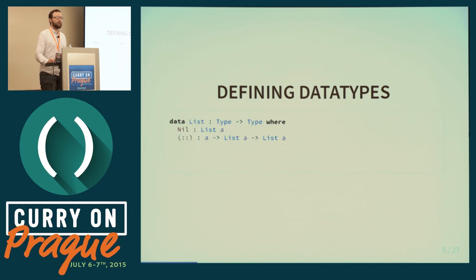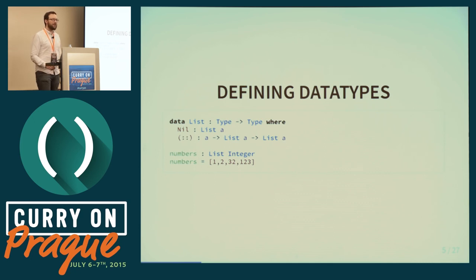Cons is how we pronounce this. It's in parentheses because it's an infix operator, and that's a feature of the syntax. And cons takes an element of A and an element of list of A and gives us back a list of A. So this looks kind of like defining a GADT in Haskell.